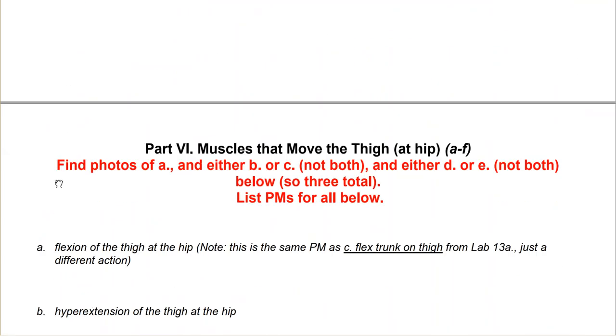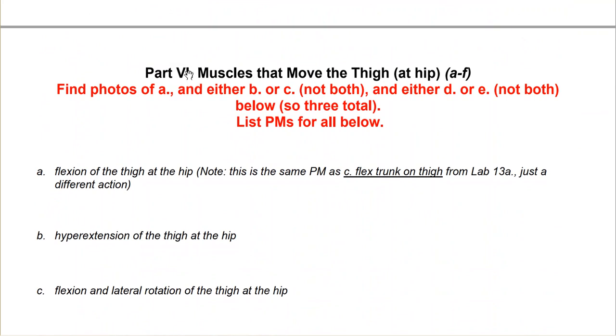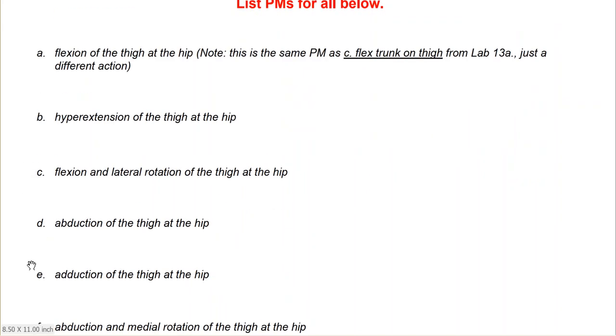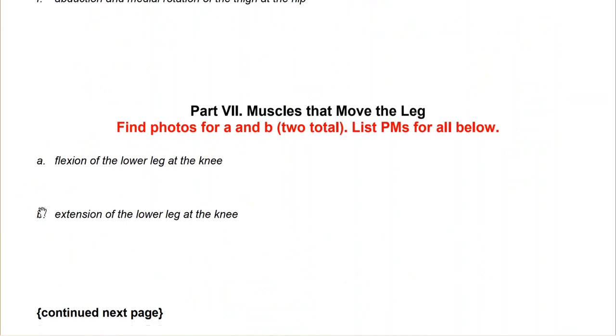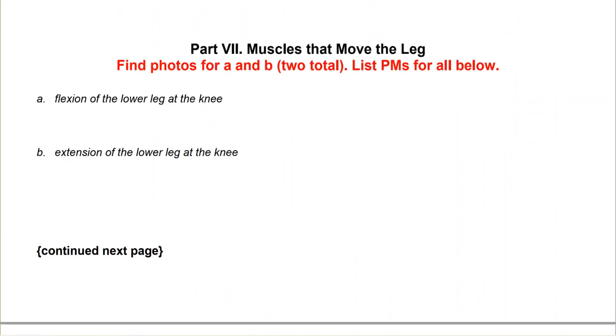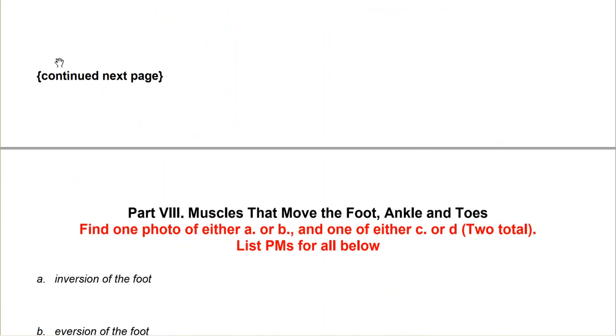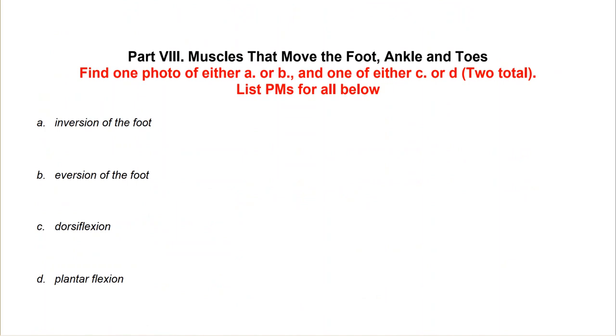And again, you're going to have a part and a letter, and the red information is going to tell you how many you have to do for each part. Move the leg. So flexion of lower leg. So this is about your calf. Inversion, eversion, like try to work these out.